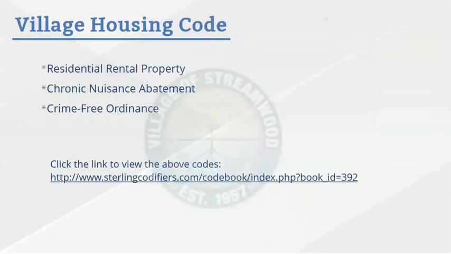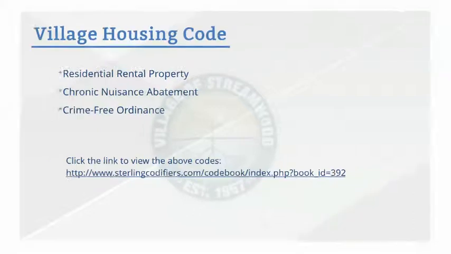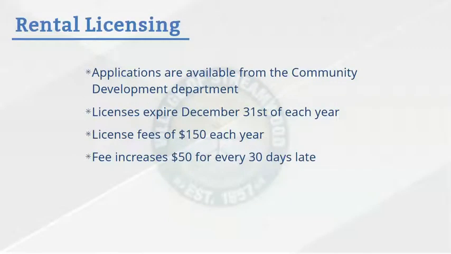In the final part of this program, I am going to talk to you about 3 of the local ordinances you need to be concerned with as a landlord. These ordinances are the Rental Licensing Ordinance, Nuisance Abatement Ordinance, and the Crime-Free Initiative Ordinance. All 3 of these ordinances can be found on the village website. To rent property in the village, you must be licensed by the village. The following slide contains a video of a community development employee explaining the rental licensing process.